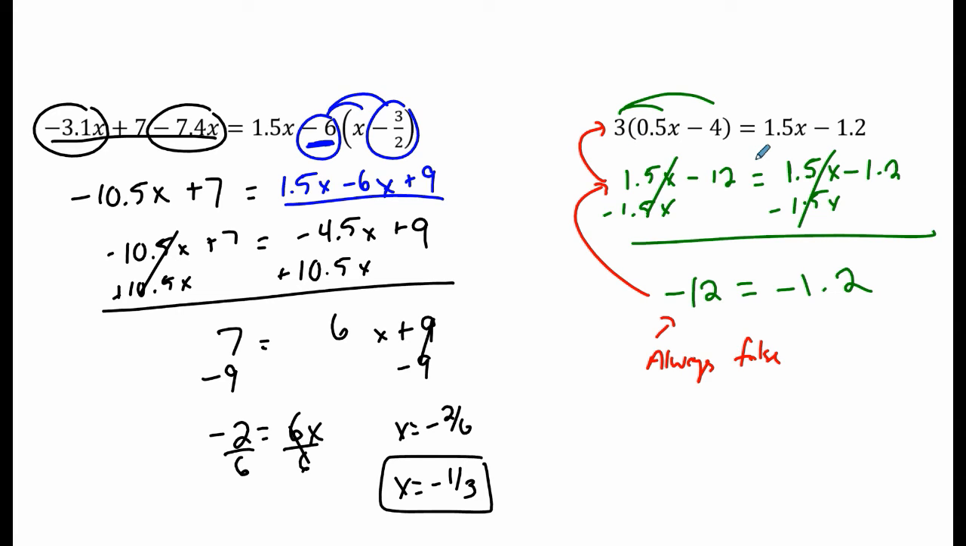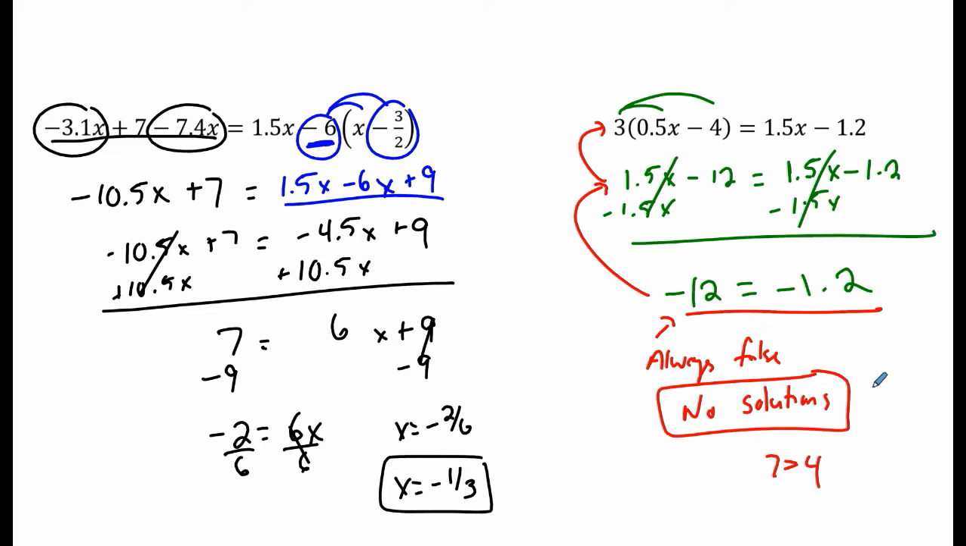So what's the solution for x? What value of x makes this true? There are no solutions here. So whenever you end up with a nonsensical statement like 7 equals 4 or negative 12 equals negative 1.2, notice that you end up with no solutions. When you end up with something ridiculous like that, notice your answer is you have no solutions. That equation is never true. No value of x when plugged in makes it a true statement.